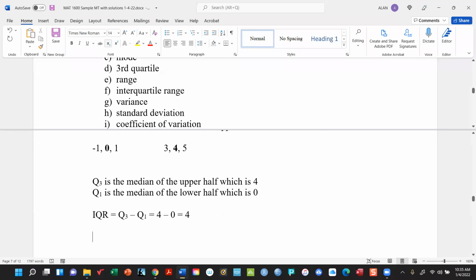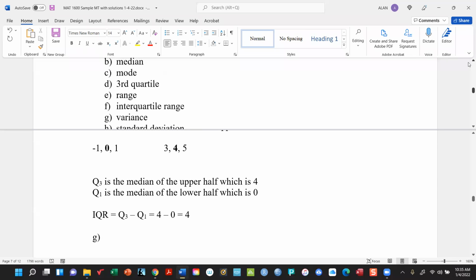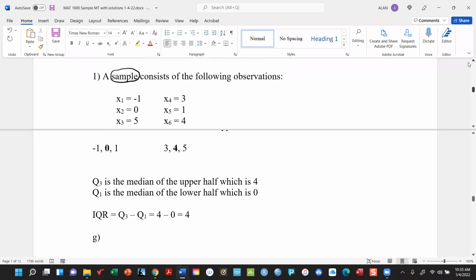All right, now, G is the variance. Now, this is a sample variance. So we don't actually need to sort the data to do this. And so here's what we're going to do. Let's go back and get the data. Now, remember, the sample variance looks like this.